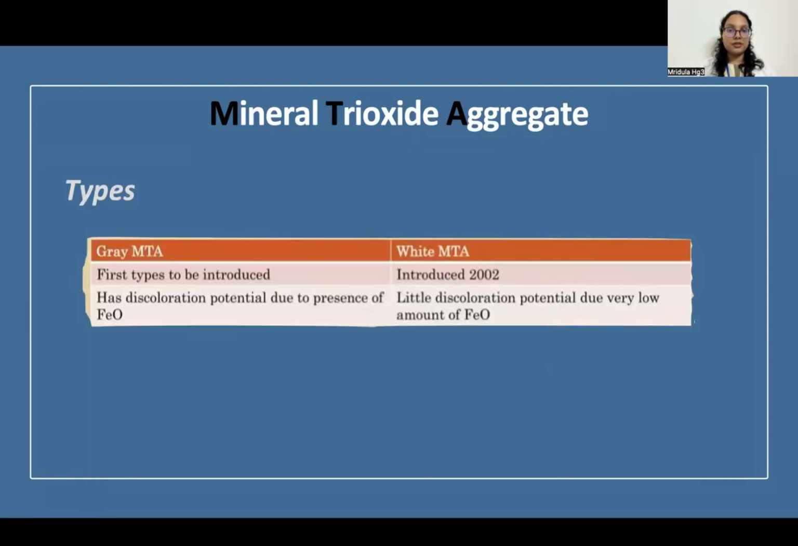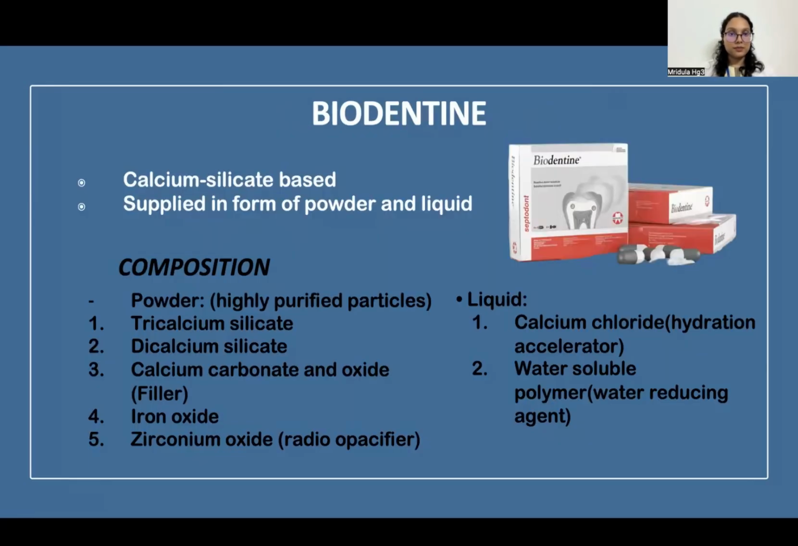The types of mineral trioxide aggregate are gray MTA and white MTA. Gray MTA was the first type which was introduced. It has discoloration potential because of the presence of ferric oxide. The one which was recently introduced in 2002, two decades ago, did have a discoloration potential, but due to the reduced amount of ferrous oxide, the discoloration was less.